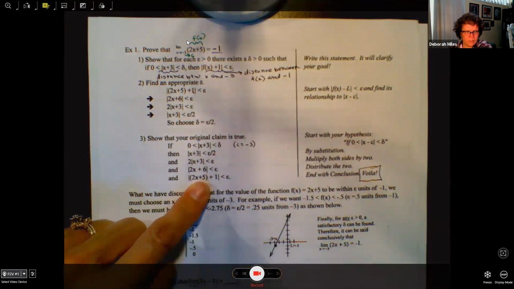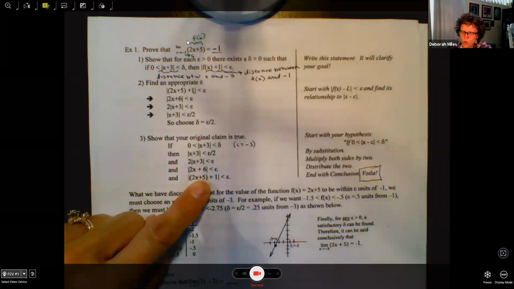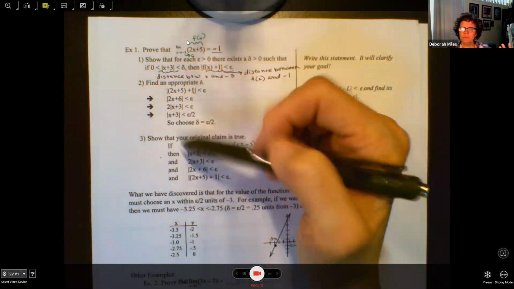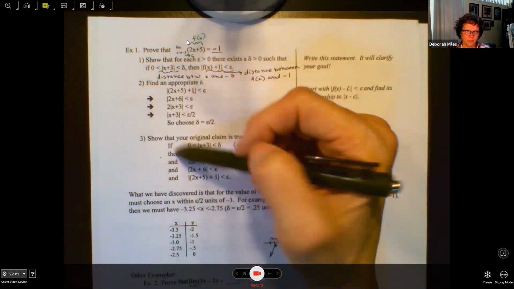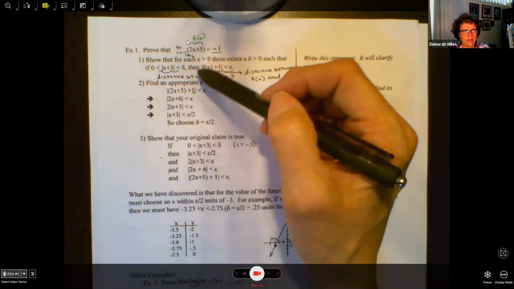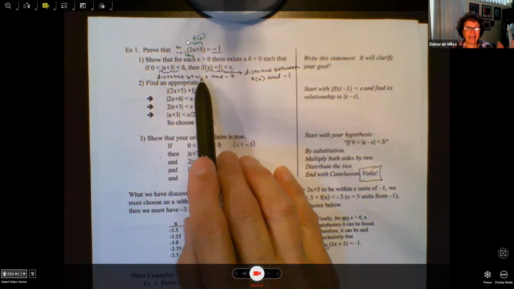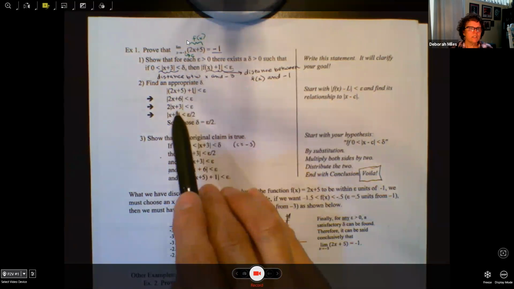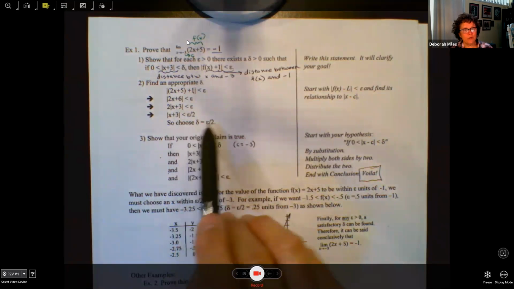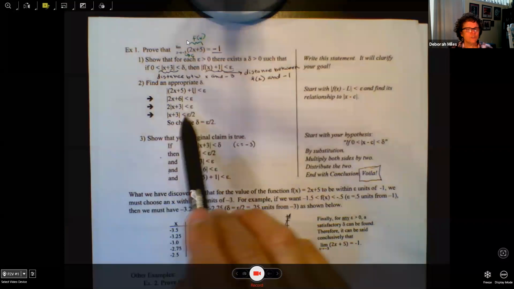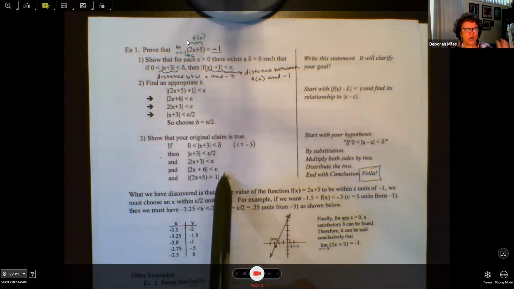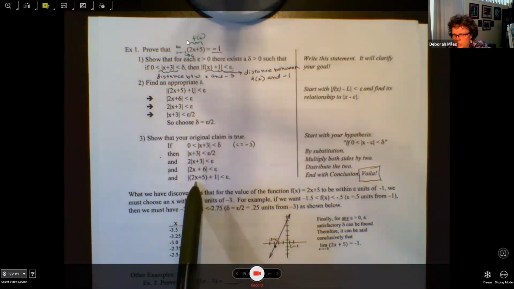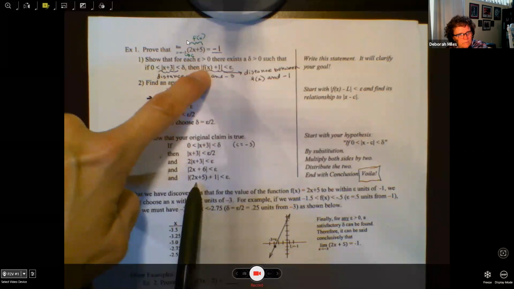When you write the proofs in the homework and on the test, I want your steps numbered. And if this was worth 6 points, you would probably get 2 points for each part of this. You get 2 points for saying, I know what the definition of the limit is. You get 2 points for saying, I know how to find the appropriate delta. And you get 2 points for starting with your hypothesis and ending up with the conclusion that you stated up here.